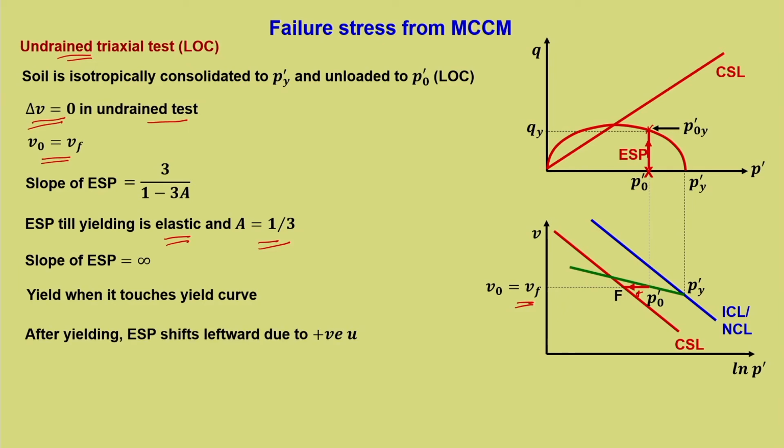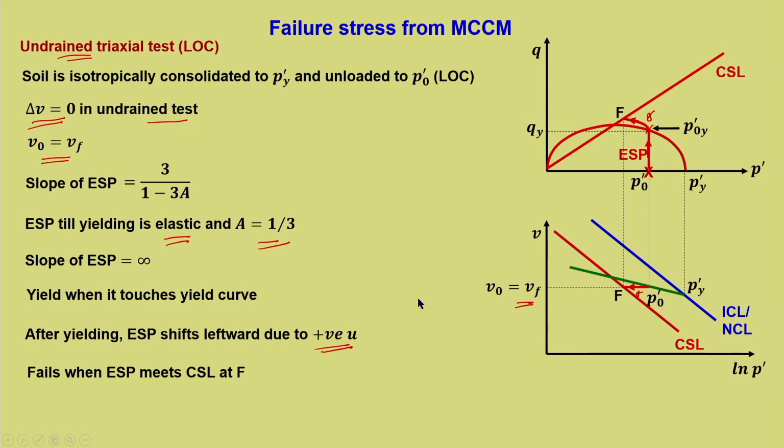ESP shifts towards leftwards due to positive pore water pressure. This is an undrained test. So, here the effective stress path moves leftwards. So, this is due to positive pore water pressure. Fails when ESP meets critical state line at F.